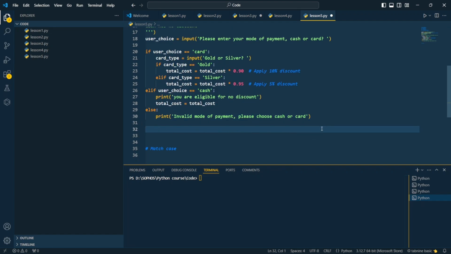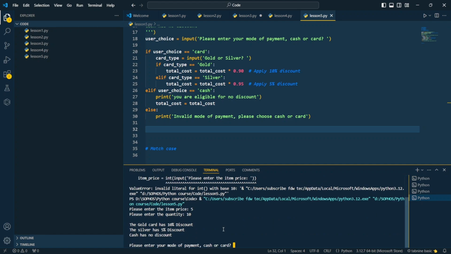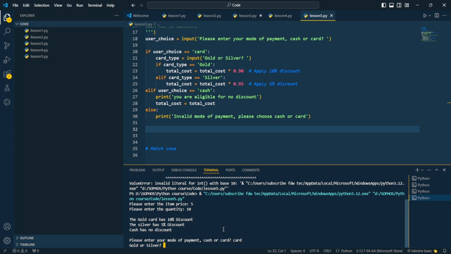So let's try running this. Please enter the item price. Item price, let's call it 5. Quantity, let's go with 10 maybe. Okay, now look at this. The gold card has 10% discount, silver card has 5% discount, cash has no discount. Please enter your mode of payment, cash or card. Let's say card. Gold or silver? So let's go with gold.